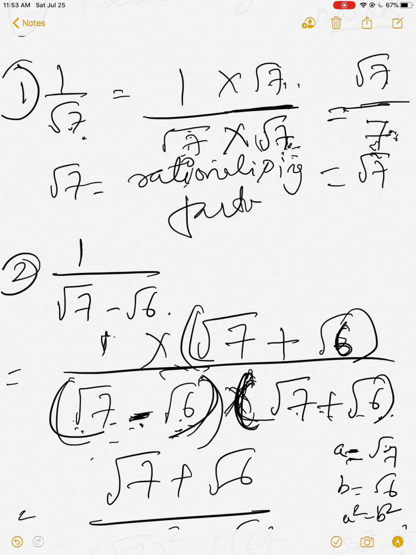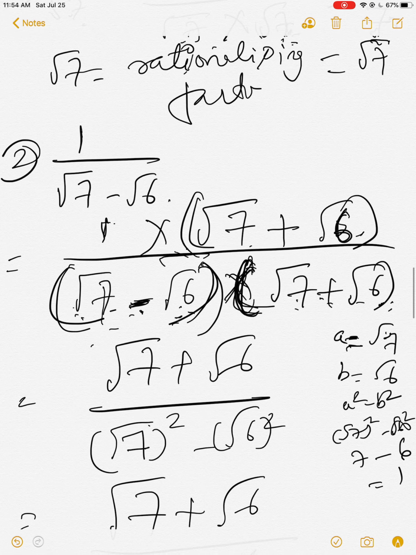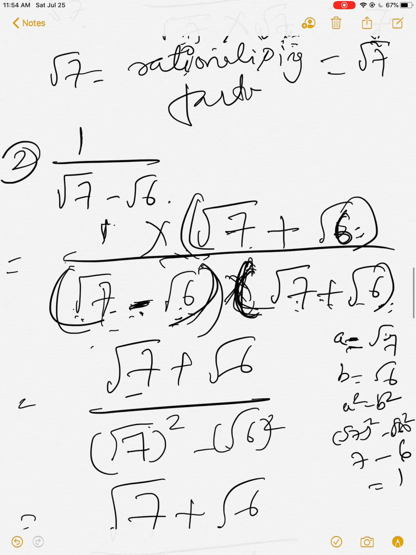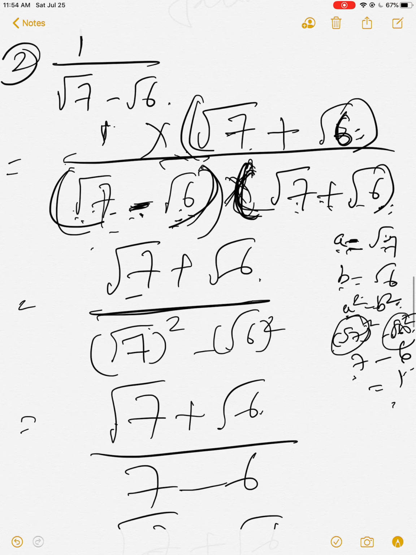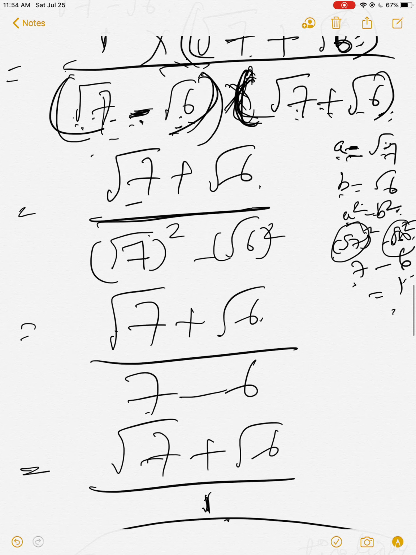Okay, now when you are multiplying the denominator by √7 plus √6, in the numerator also you have to multiply by √7 plus √6. Now again in the denominator, 1 into √7 plus √6, √7 plus √6 in the numerator. In the denominator, a is √7 and b is √6. Again this is the a minus b, a plus b form. So a square minus b square: √7 square and √6 square, 7 minus 6 is equal to 1.